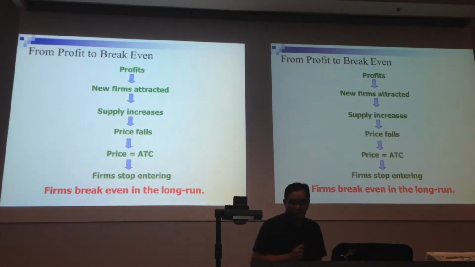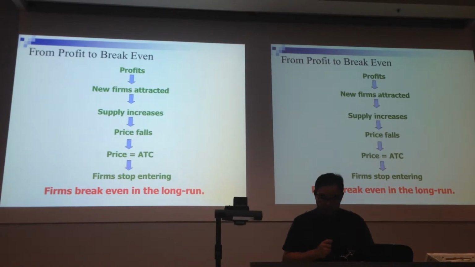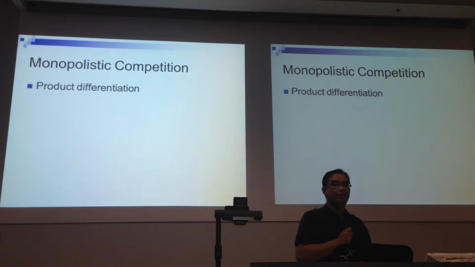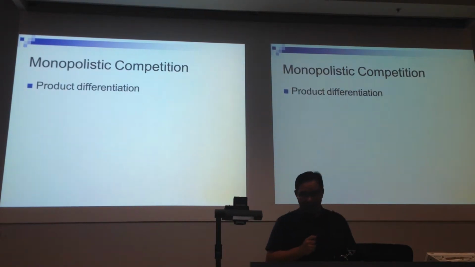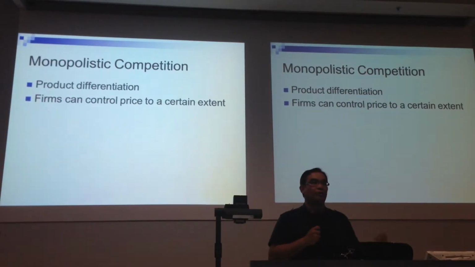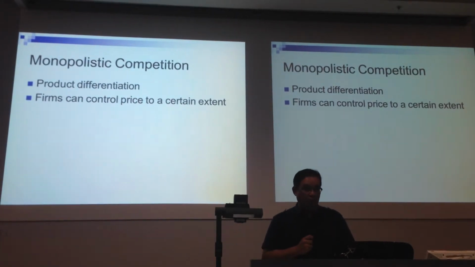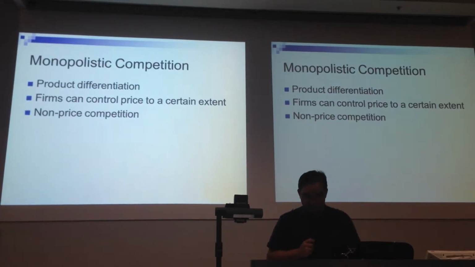Okay, next market structure, monopolistic competition. Some key characteristics: there is product differentiation, firms produce a differentiated product, and firms can control the price to a certain extent because the product is differentiated, and there is also non-price competition.